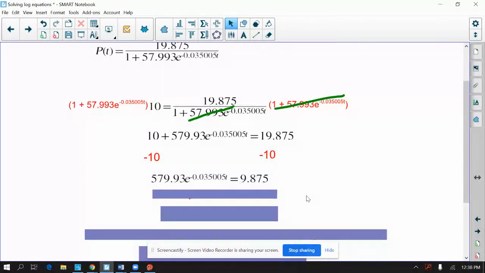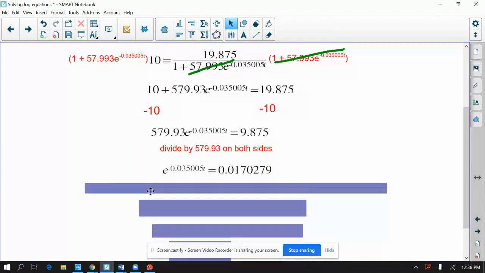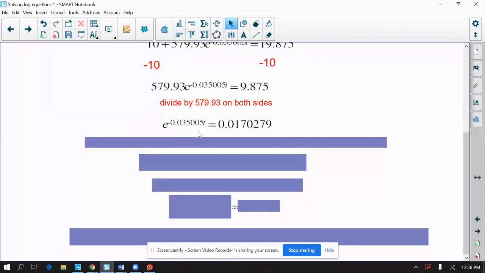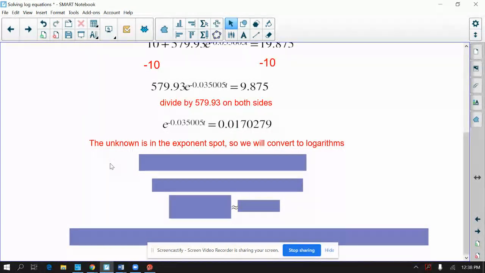And what's the next step? Divide by 579. And now what? We have to find t. Well, I can't add, subtract, multiply, or divide anything. Nothing's going to help me. t is the unknown, and it's in the exponential spot. So I use logarithms because logs are exponents.